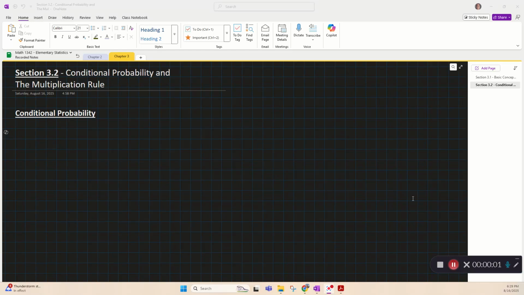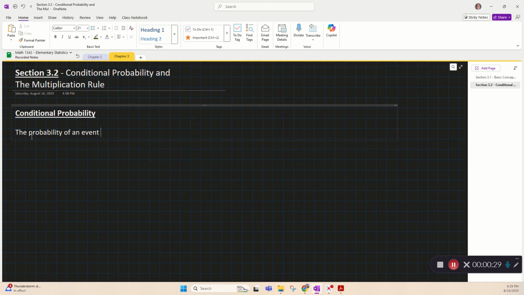Section 3.2, now that we've gotten the basics out of the way, we're going to look at conditional probability and the multiplication rule. So the big part of this first video will be over conditional probability. So let's define that. What is conditional probability? Well, simply put, it is the probability of an event occurring given that another event has already occurred.